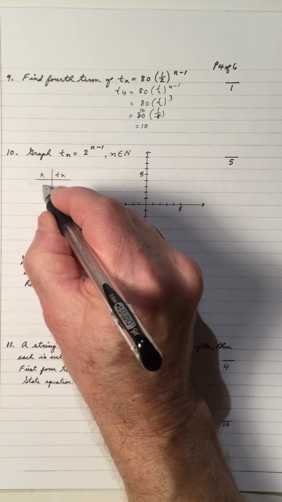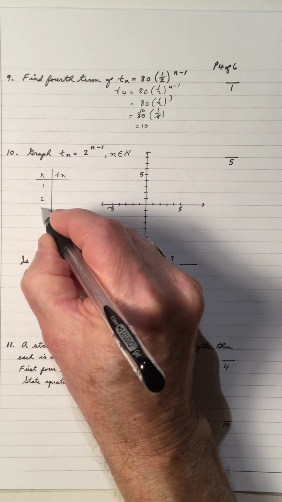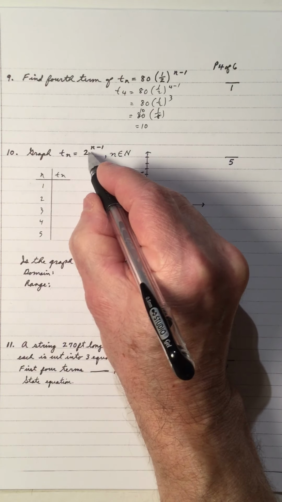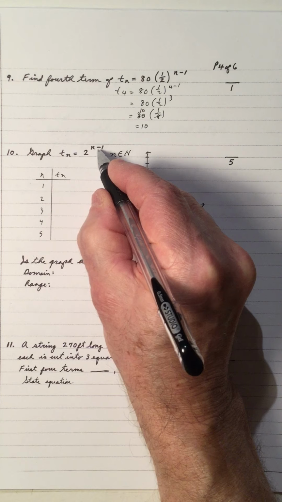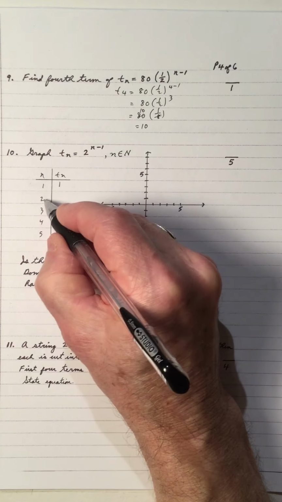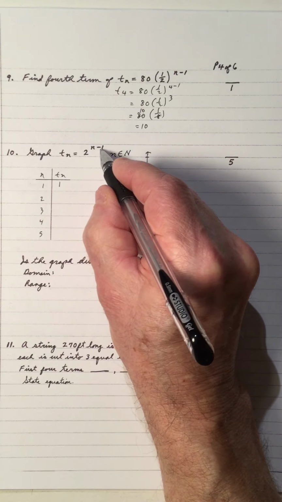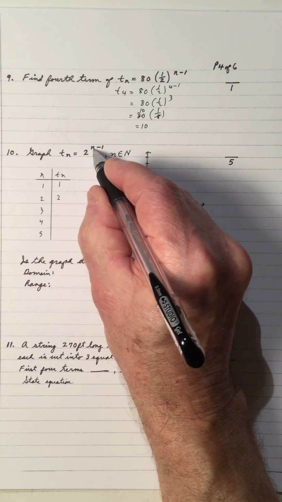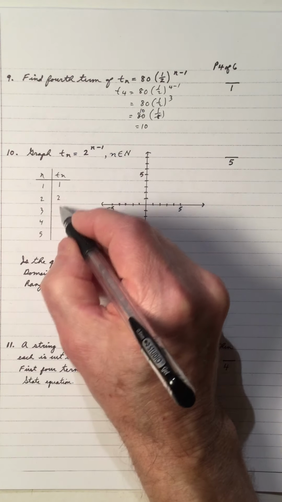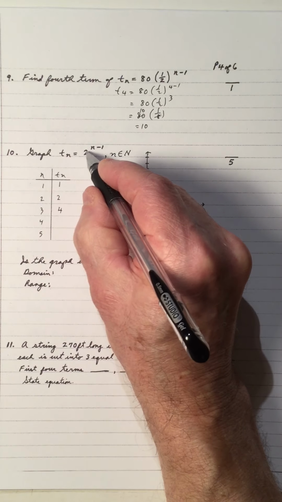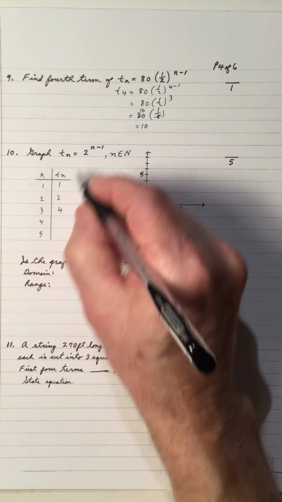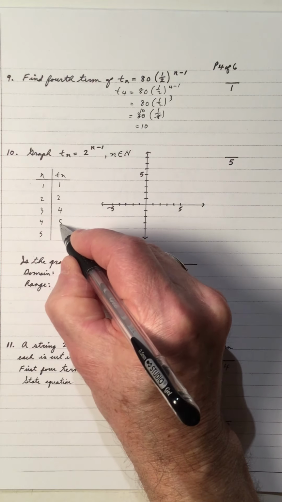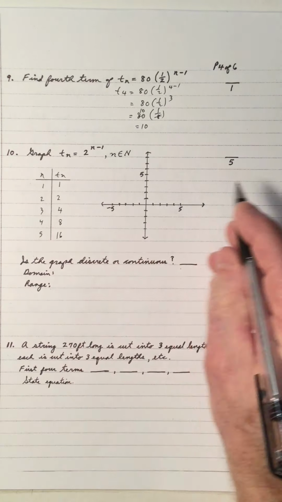So we have an n and a Tn. So we start with the natural numbers. We start with 1 and 2 and 3 and 4 and 5, etc. So we put 1 in this equation. 1 minus 1 is 0. 2 to the 0 is 1. Put 2 in. 2 minus 1 is 1. 2 to the 1 is 2. Put 3 in. 3 minus 1 is 2. 2 squared is 4. Notice this is a doubling. Put 4 in. 4 minus 1 is 3. 2 cubed is 8. So the next one would be 16.